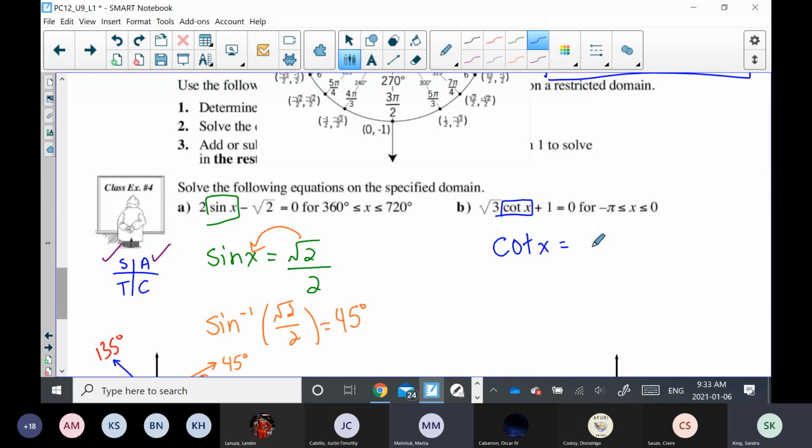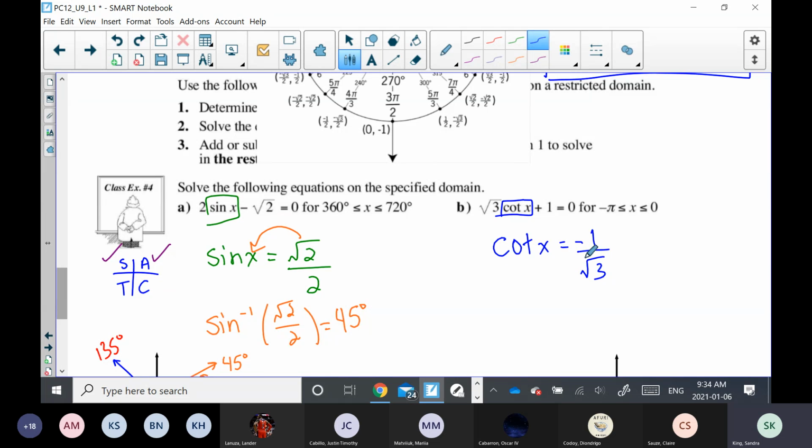So I got negative root 3 over 3. Oh, Maria, did you rationalize? Yeah, I did. You know what? Don't even worry about rationalizing right now. What would it have been if you wouldn't have rationalized? Negative 1 over root 3. Perfect. The reason why we don't need to rationalize this is because we're going to be finding the reference angle anyways. So we're going to be punching it into our calculator. You'll get the exact same answer though with your rationalized answer. You could use that if you want to.